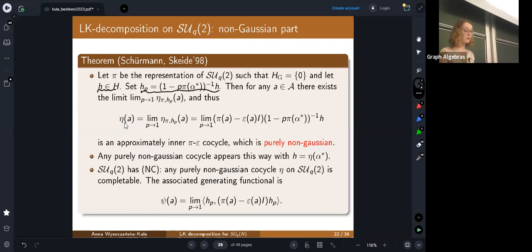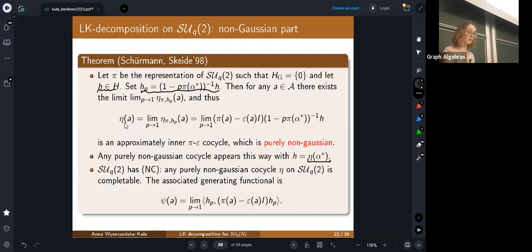And one can show that these limits exist, so it properly defines a cocycle. This will be an approximately inner cocycle, which we know already is completable. So this is a class of purely non-Gaussian cocycles that are completable. And what was shown by Schürmann and Skeide was that any purely non-Gaussian cocycle will appear in this way and actually will be uniquely defined by the value of this cocycle on the element alpha star.